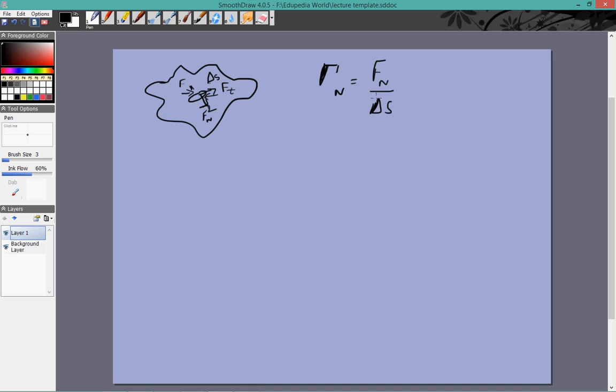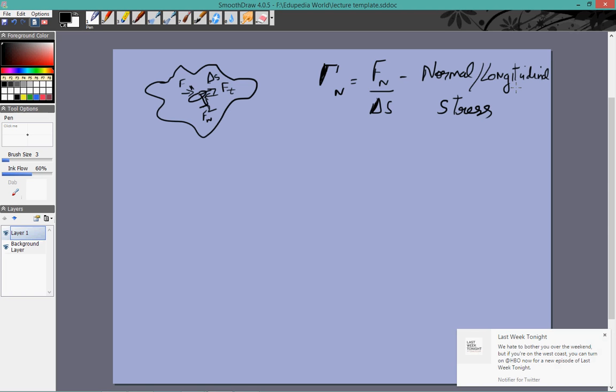Now again you see why delta S needs to be small. If delta S is a large area, this force might change with position. So tau n, which is the normal force divided by that area, is called the normal, or another word for it is longitudinal stress. That means if you take any area, small area within any body, both sides will apply a force on each other. Those forces will be equal and opposite by Newton's third law.